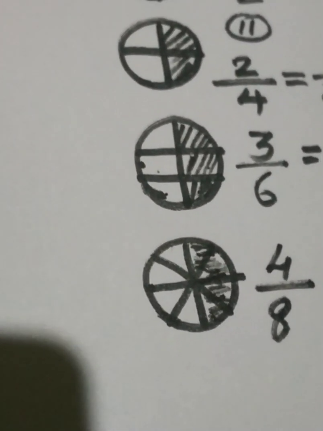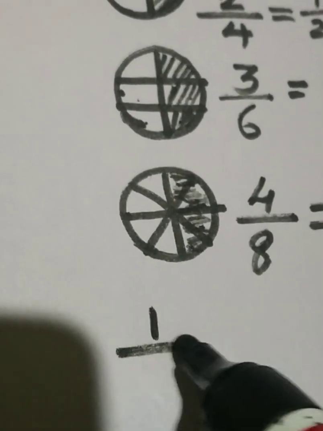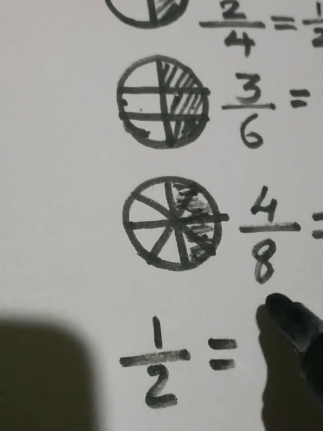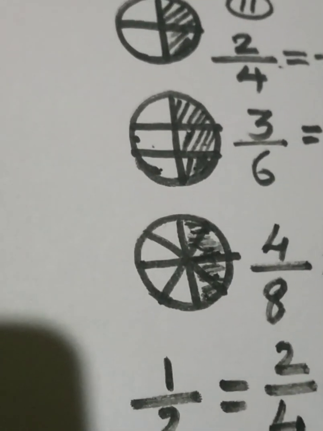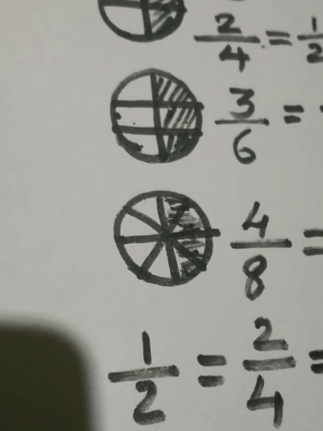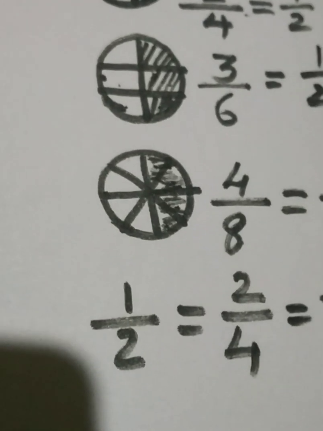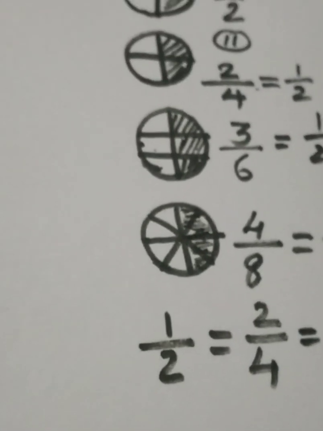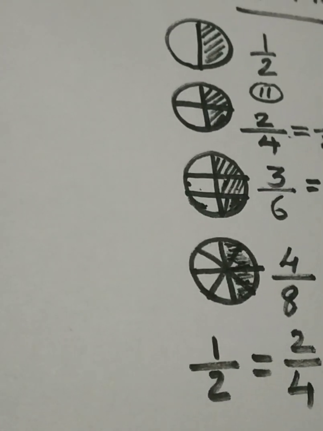So we can say 1 on 2 is equal to 2 upon 4, then 3 upon 6, that is also equal to 4 on 8. Clear, children? These types of fractions are known as equivalent fractions.